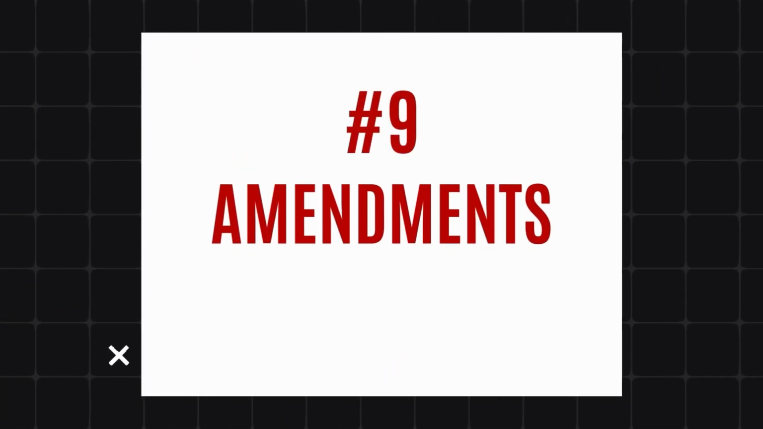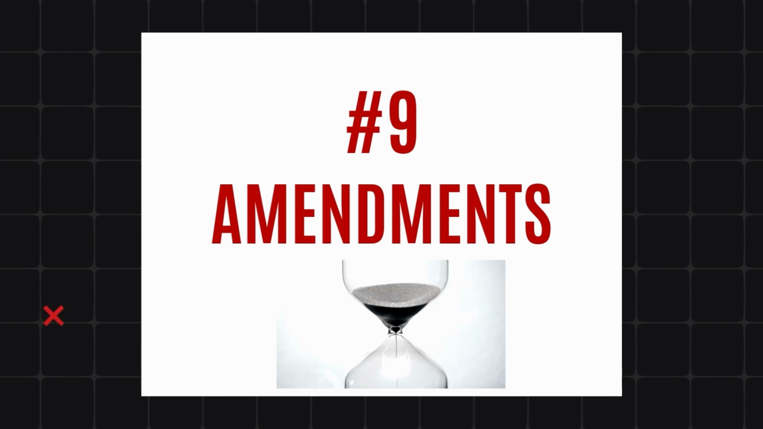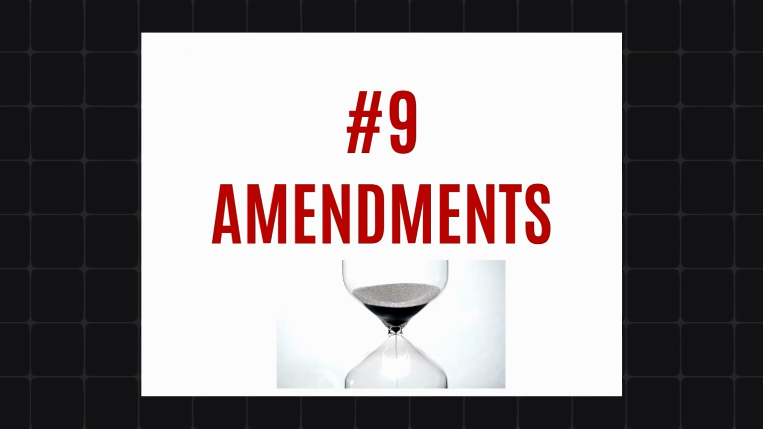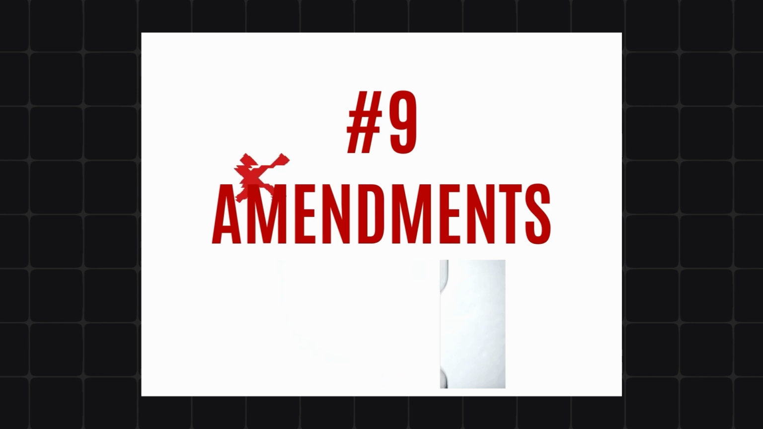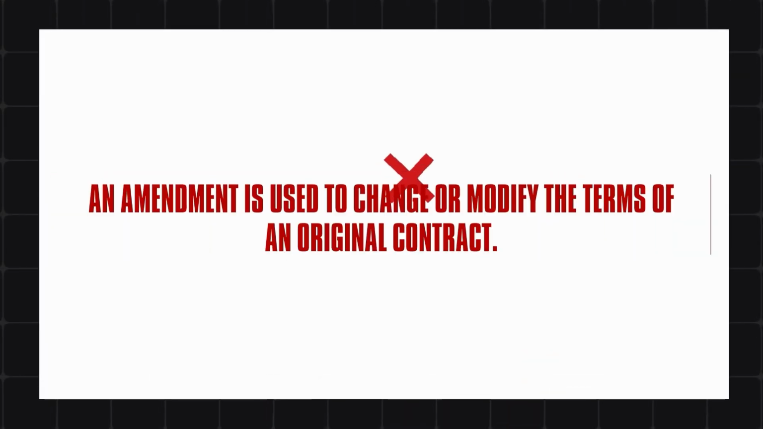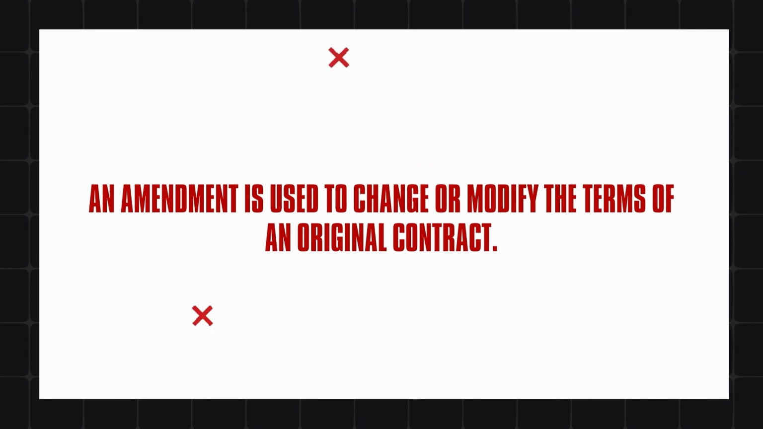Amendments. Give this term a shot. An amendment is a modification to an existing contract that updates or alters the original terms, allowing the agreement to better suit the needs of the involved parties. For instance, sales price, closing date, or correcting mistakes.